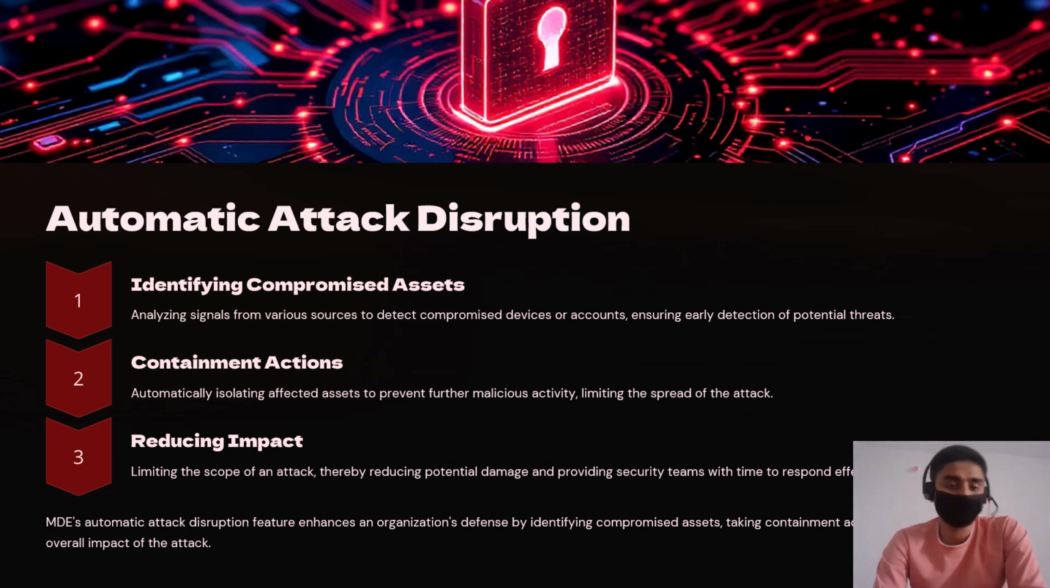Let us discuss how it actually does that. Automatic attack disruption has identifying the compromised assets, containment action, and reducing the impact. These three strategies play a very crucial and important role. First, identifying the compromised assets: analyzing the signals from various sources, from the detected compromised devices or even accounts, ensuring early detection of any potential threats.